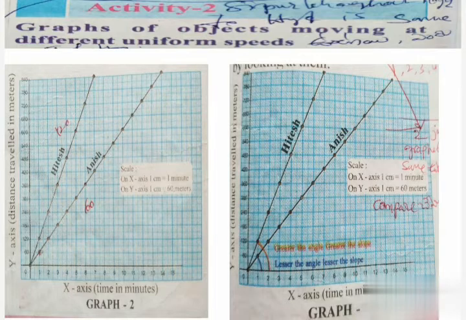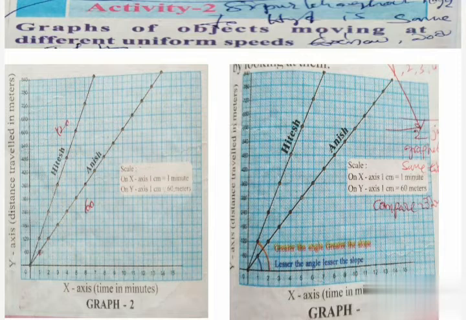Then how much time did Hitesh take to cover the distance? Hitesh took 7 minutes. Average speed is total distance by total time taken. Here the total distance is 840 meters and the total time is 7 minutes. 840 by 7 is 120 meters per minute. So the average speed of Hitesh is 120 meters per minute.